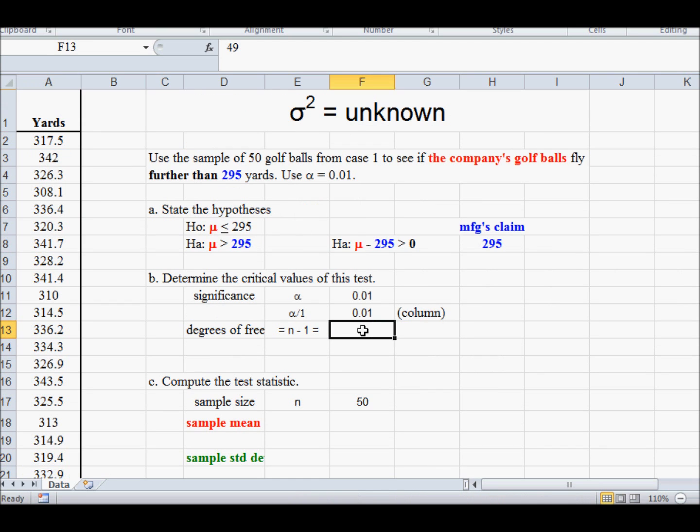With a sample size of 50, the degrees of freedom are 49, and the critical value of the test is found in row 49 and column 0.01.